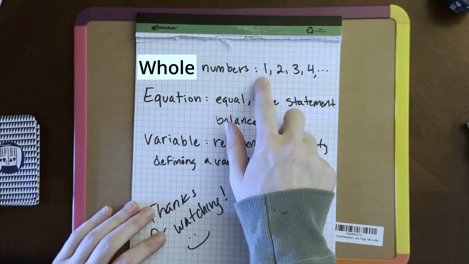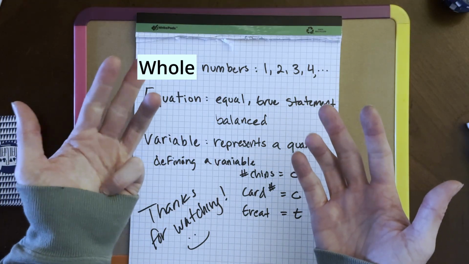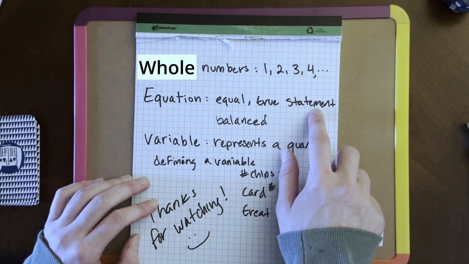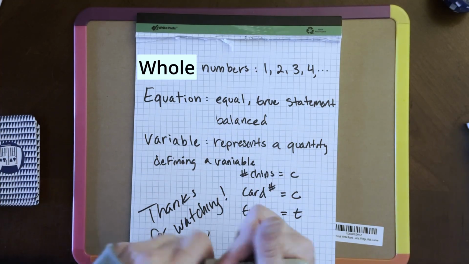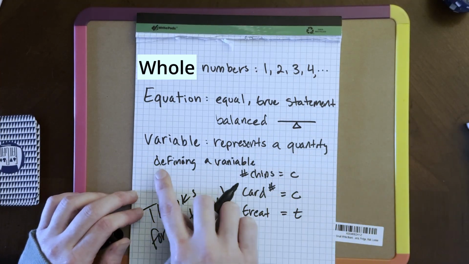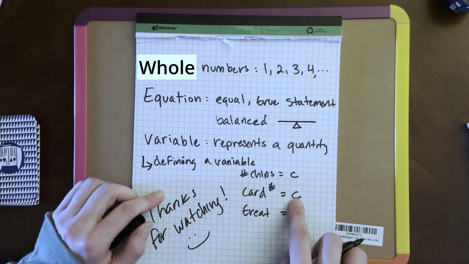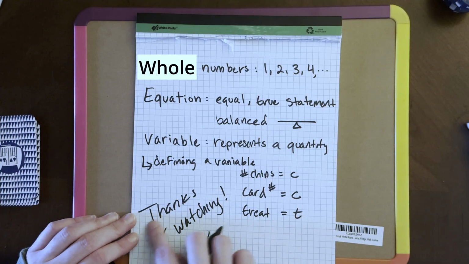We talked about whole numbers, numbers we can count on our hands. The word equation, that it means equal, it is balanced. A little seesaw to remind you. A variable represents a quantity. Defining a variable is very important. Here are some examples that we did in this video, and thank you for watching.